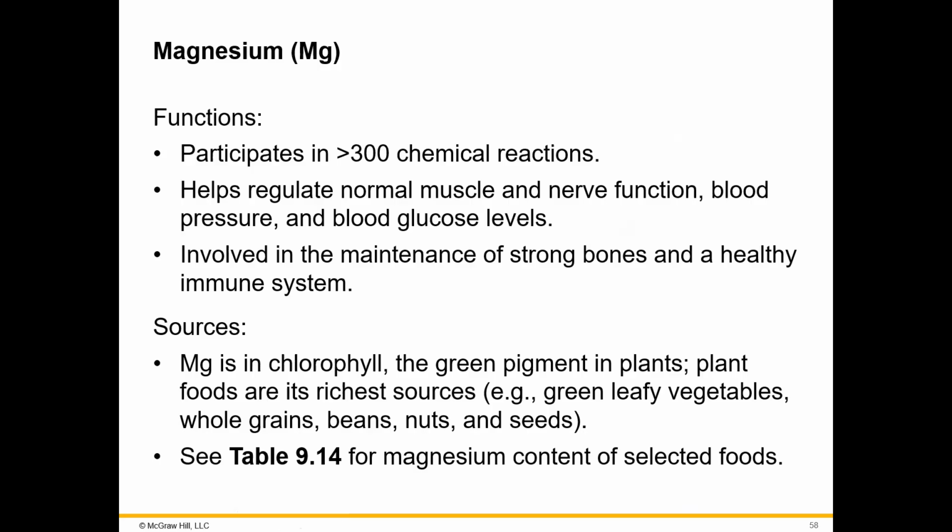Magnesium toxicity rarely occurs, unless you're taking massive amounts of magnesium supplements, which usually is not needed. And if you are suffering from migraine headaches, you might want to look at your magnesium levels.